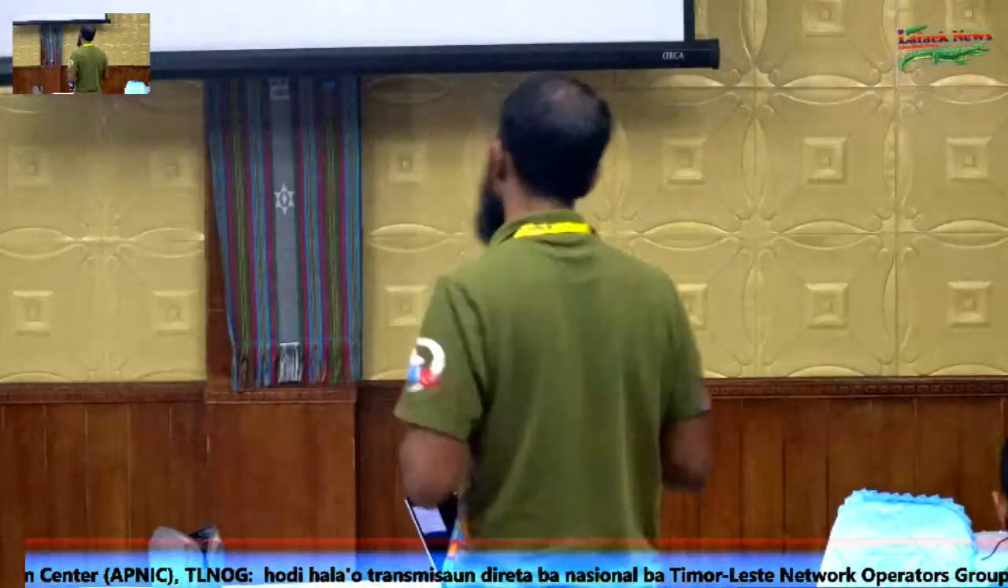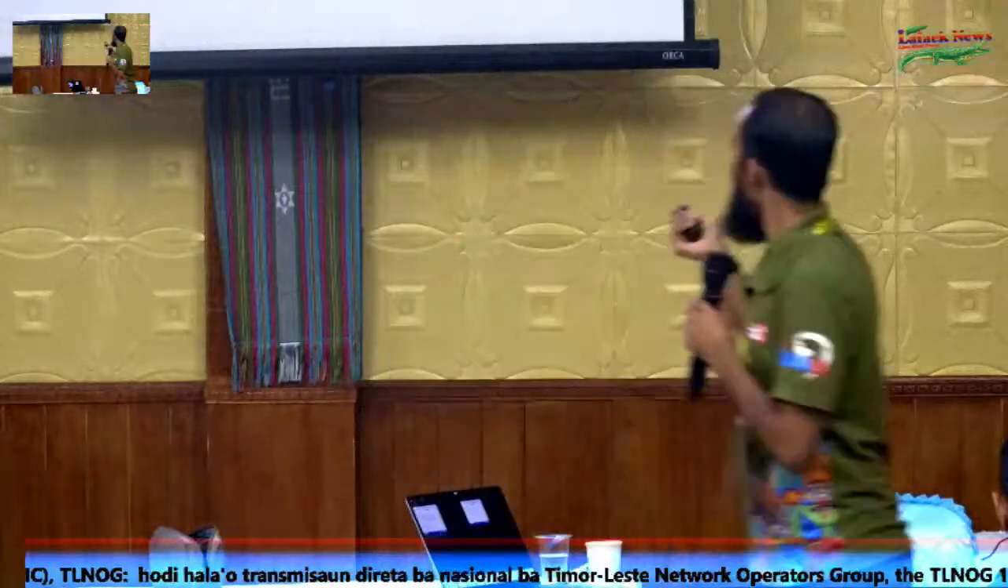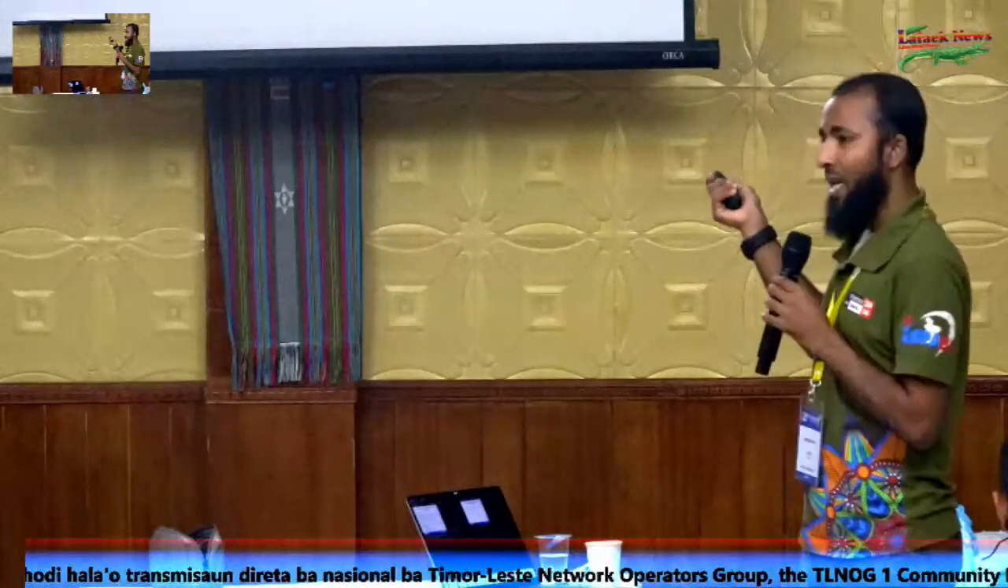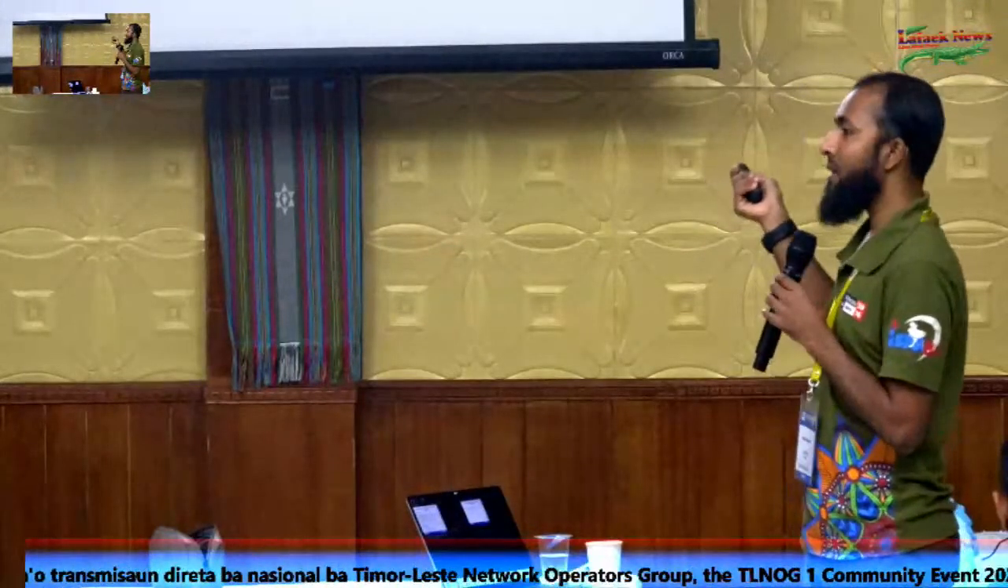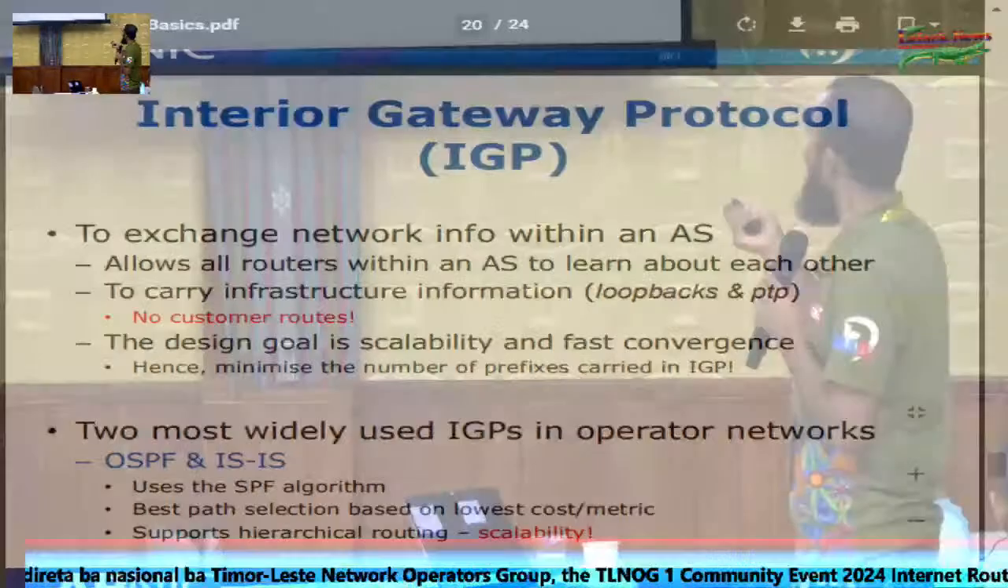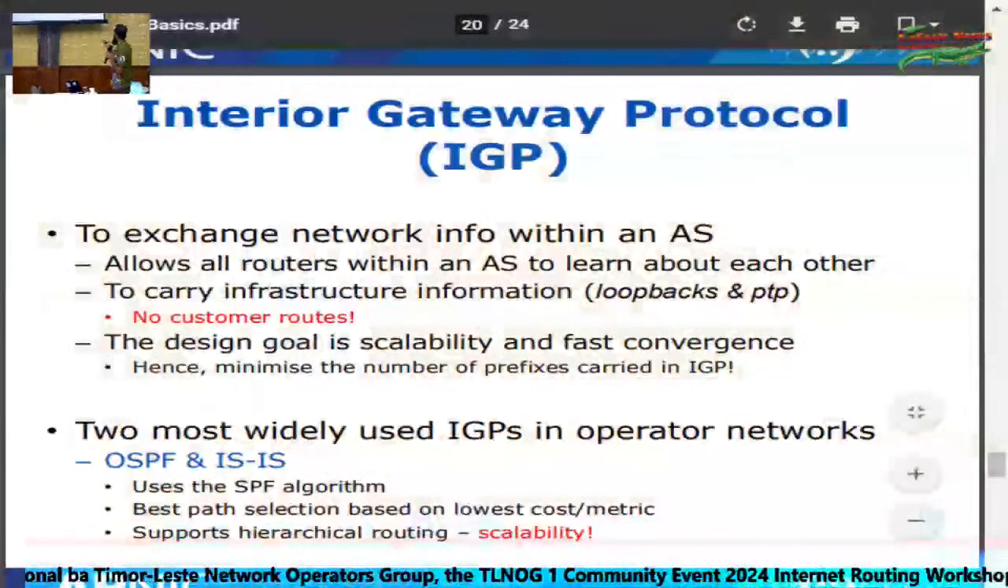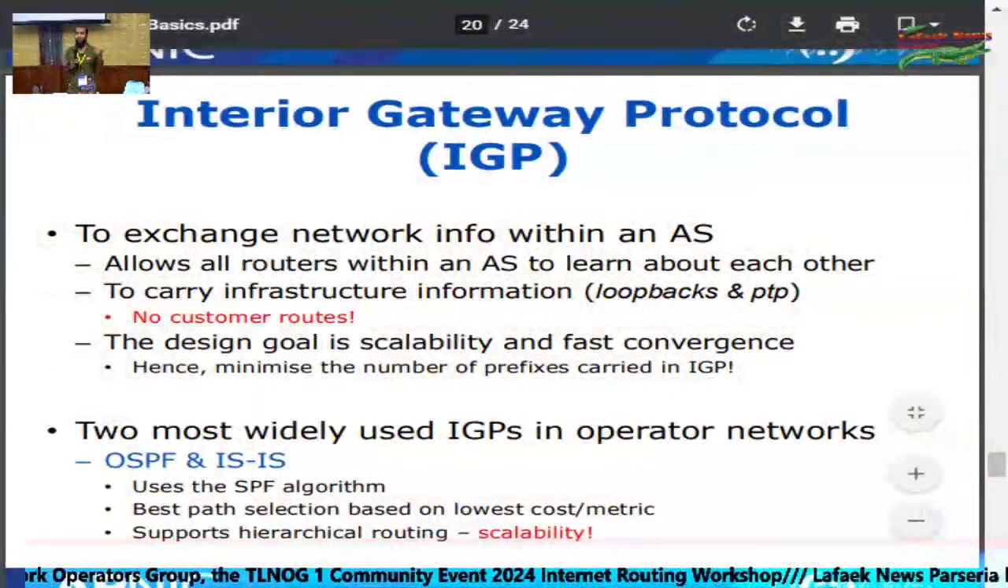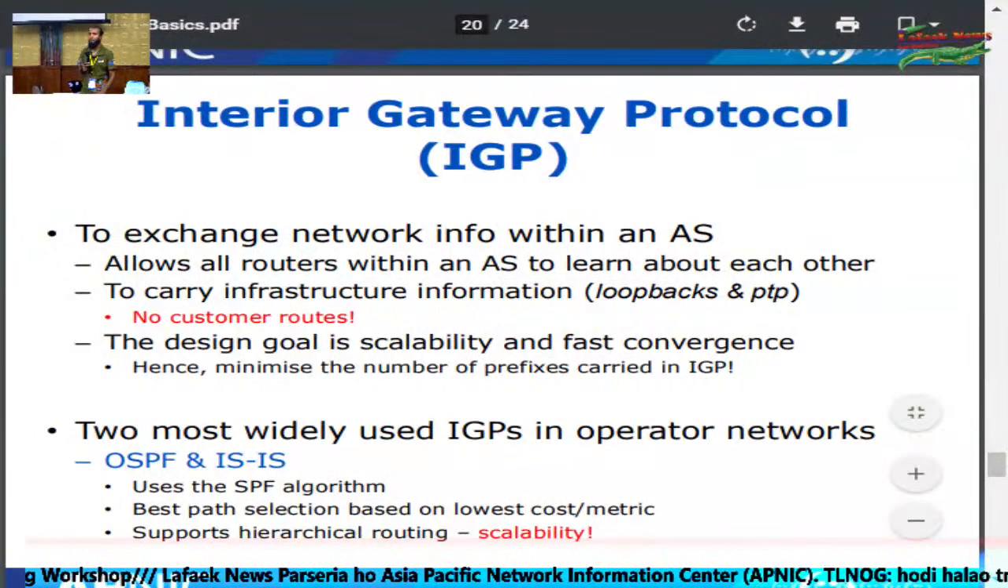Interior gateway protocol, what they do, they run within the same AS number and they are under the same administration. The IGP carries the infrastructure information. The protocol carries the network information, but what type of network information? I have my customers, I have my servers, I have my Wi-Fi network, different types of networks. Which information should be carried by IGP and tell the neighbors?